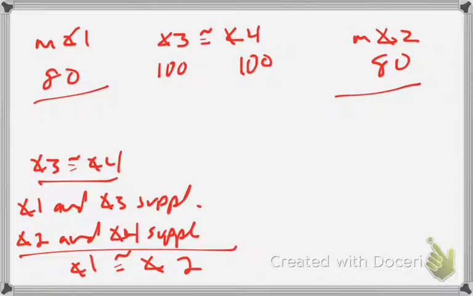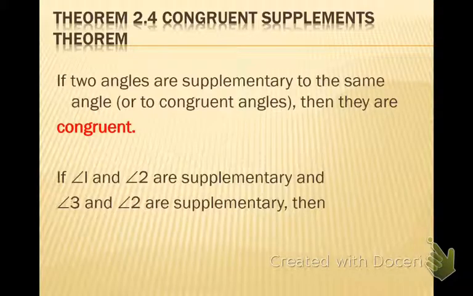Okay? So if two angles are supplements to the same angle, or if two angles are supplements to two other angles that happen to be congruent, then they themselves will be congruent. And that's called the congruent supplements theorem. That's what this is saying. So if 1 and 2 are supplementary and 3 and 2 are supplementary, then 1 and 3 are going to be congruent. We just saw why. That's how we use it.